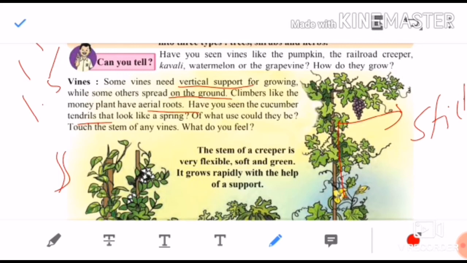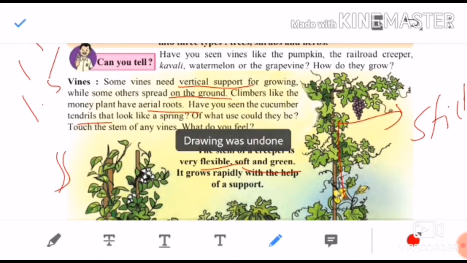Touch the stems of any vines. What do you feel, children? If you have a money plant at home, just see its stem. You will touch the stem, you will find it is very flexible. It can be easily breakable. It is very soft, and it is green in color. It grows rapidly with the help of support. You have to give them a support. Without support, they will not be able to grow. Why? Because their stem is very weak, so flexible, soft and green.